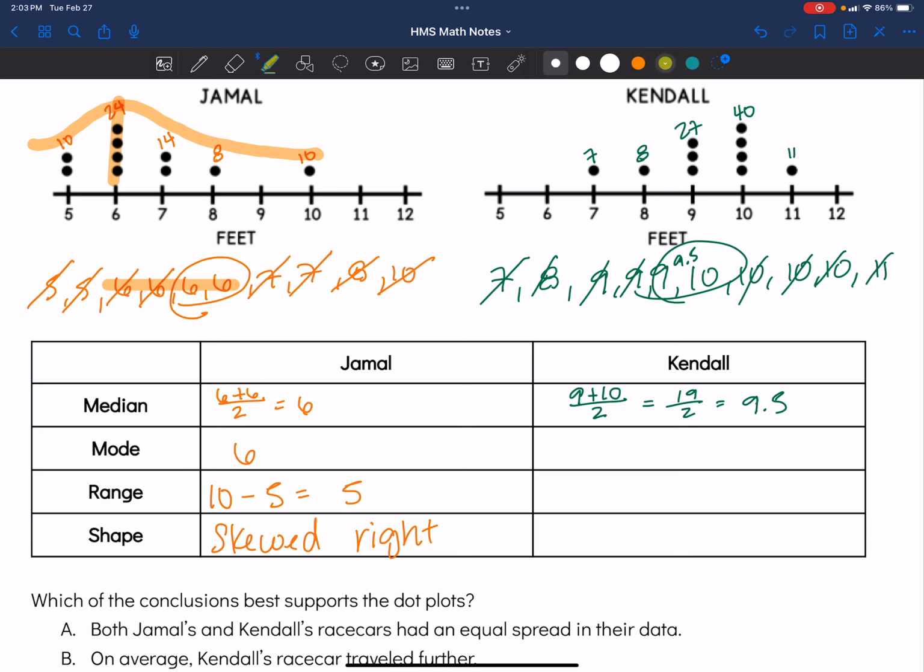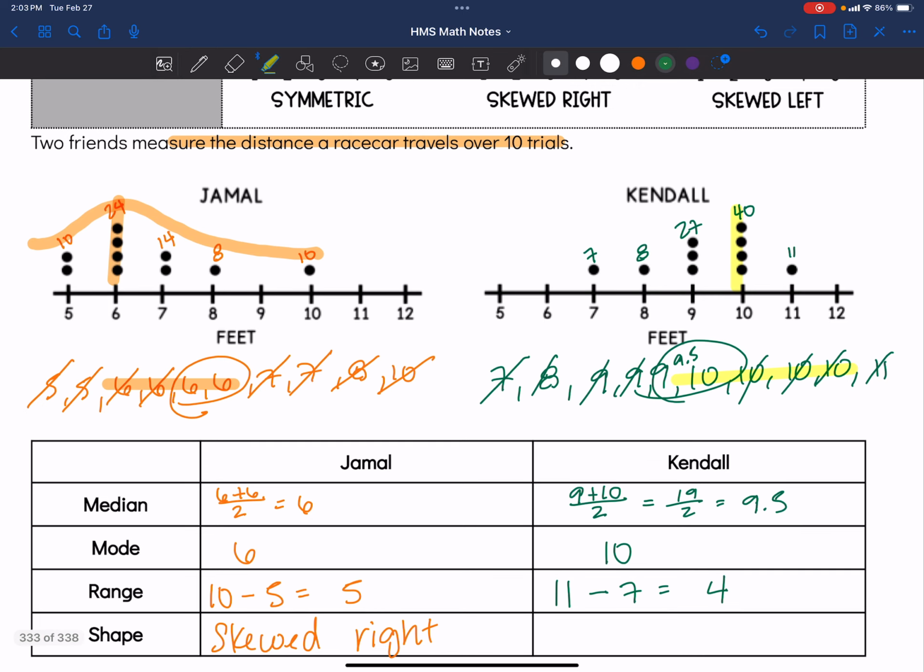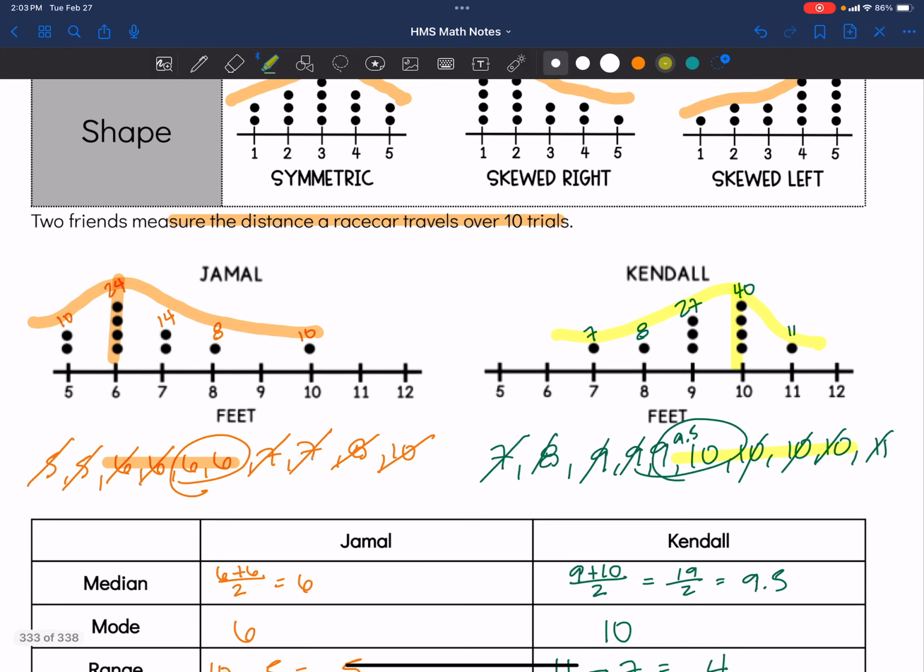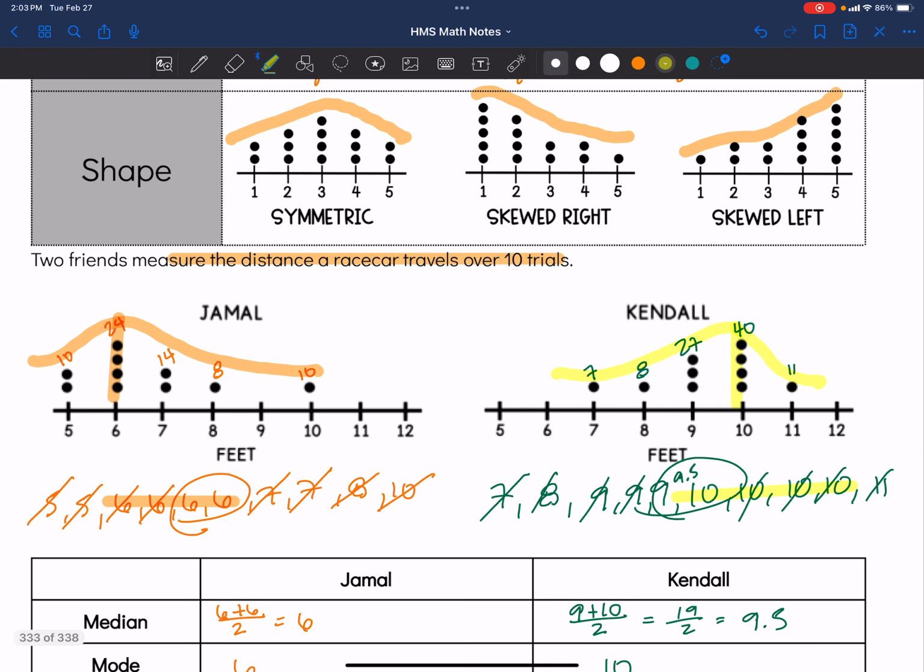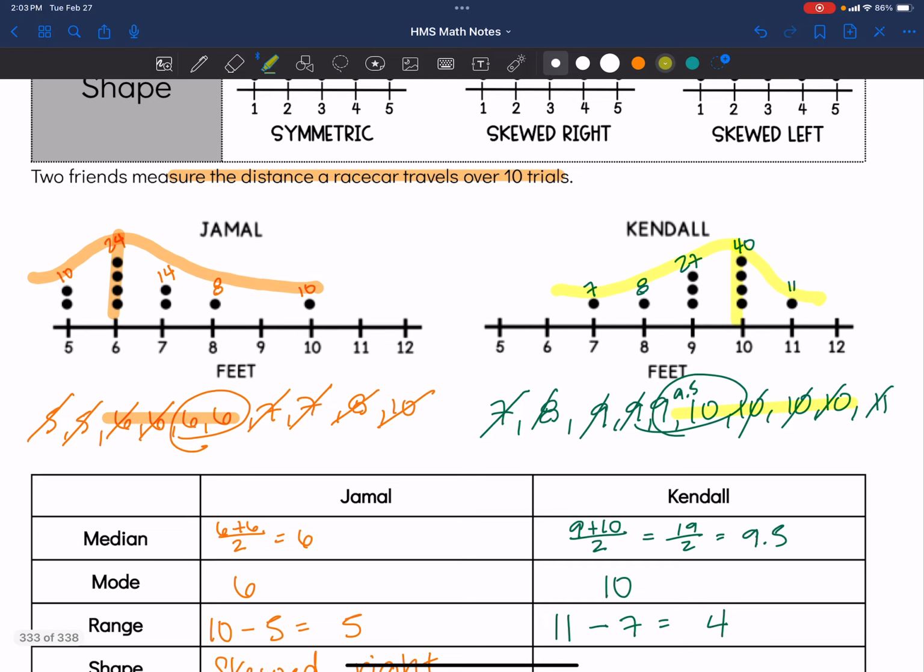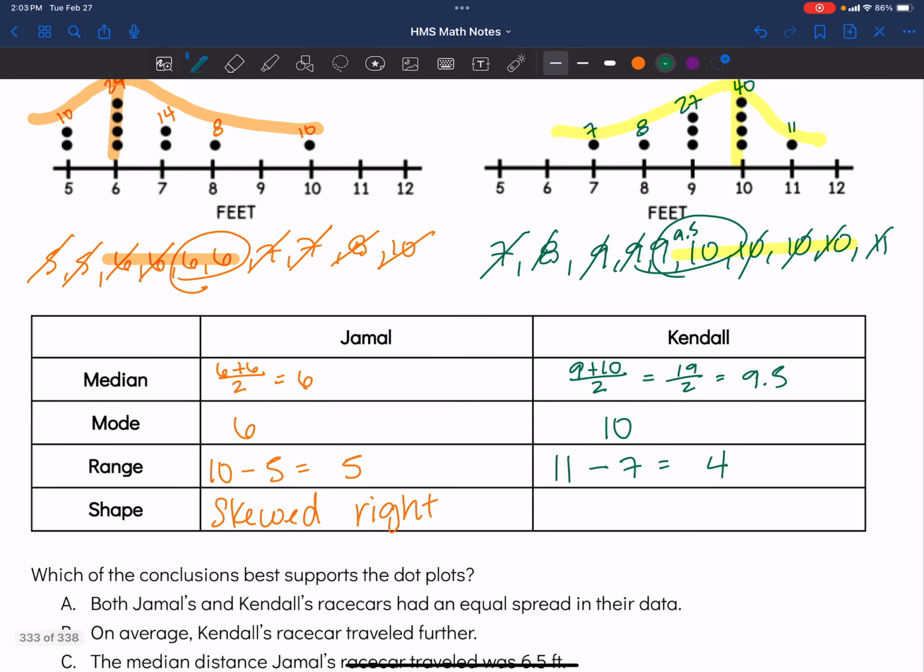Mode, I'm finding the tallest tower, which is 10, or the most frequent number. Easy peasy. Range, I'm taking the maximum minus the minimum. My range is 4, so it's a tighter set of data. And then I'm going to outline this so I can kind of see what it looks like. You know, I guess this is skewed left, but I almost want to say it's symmetrical. You know, I would argue for both. I'm going to write skewed left / symmetrical.